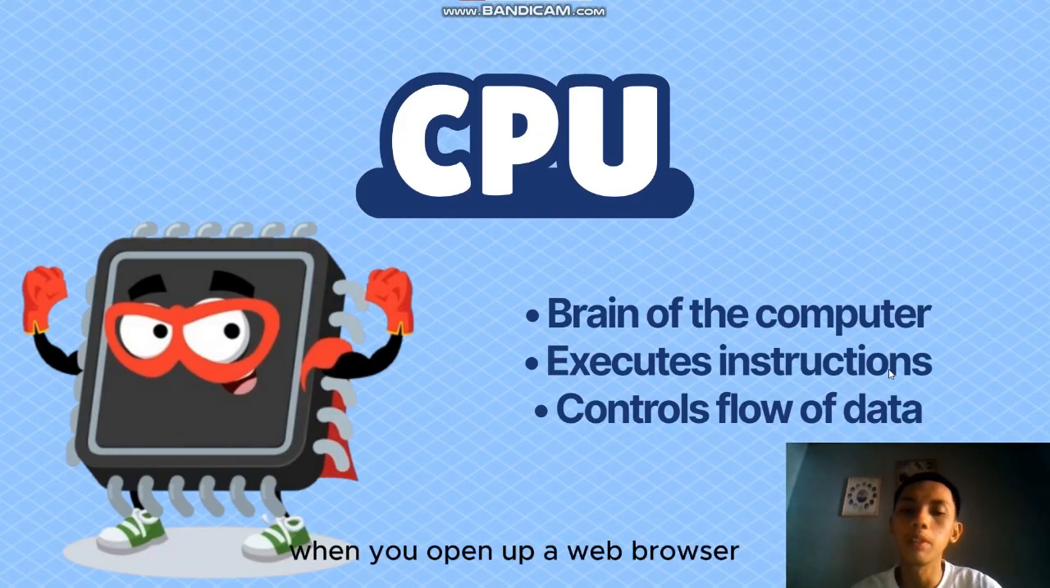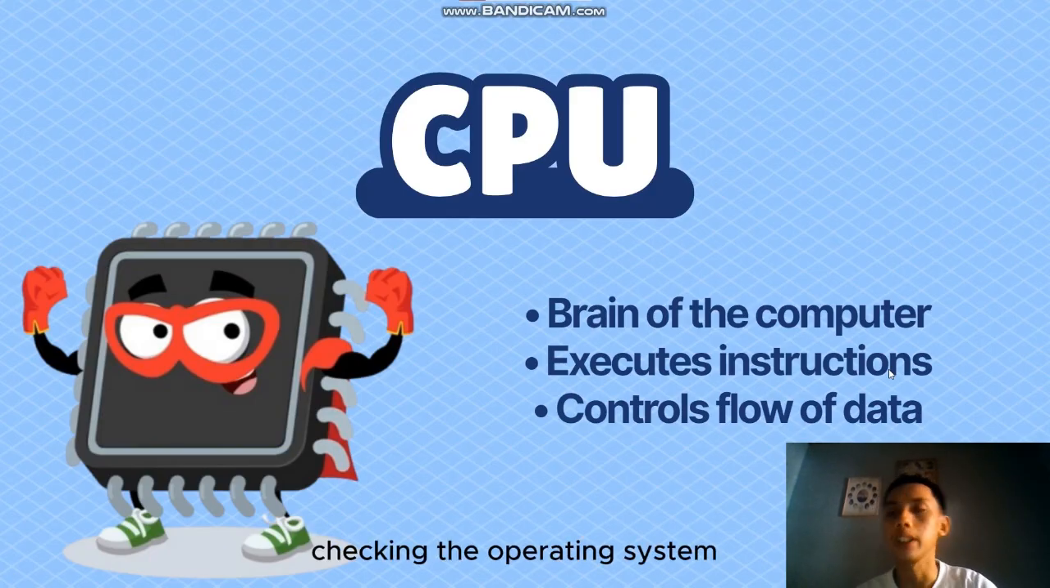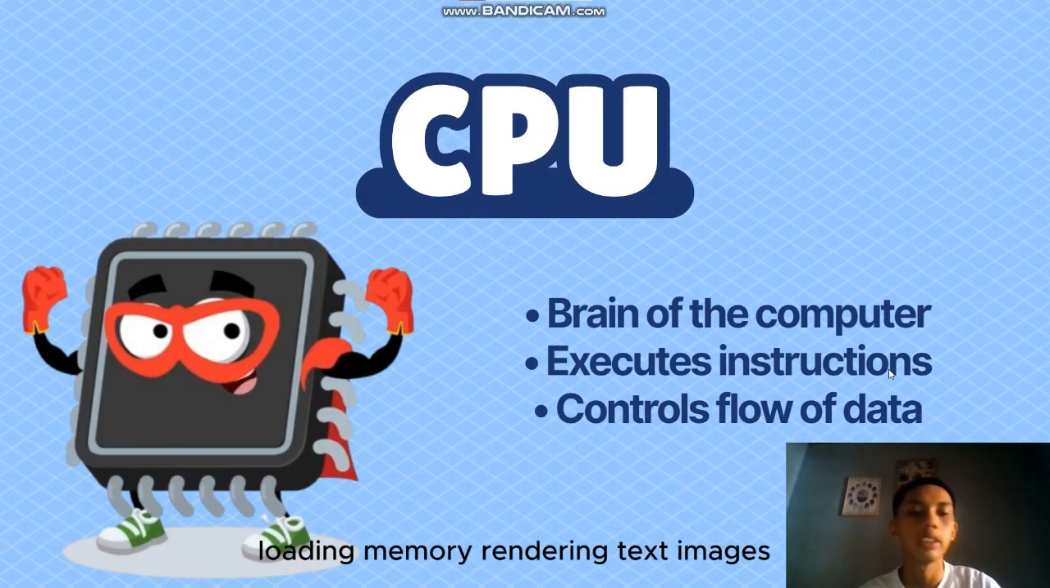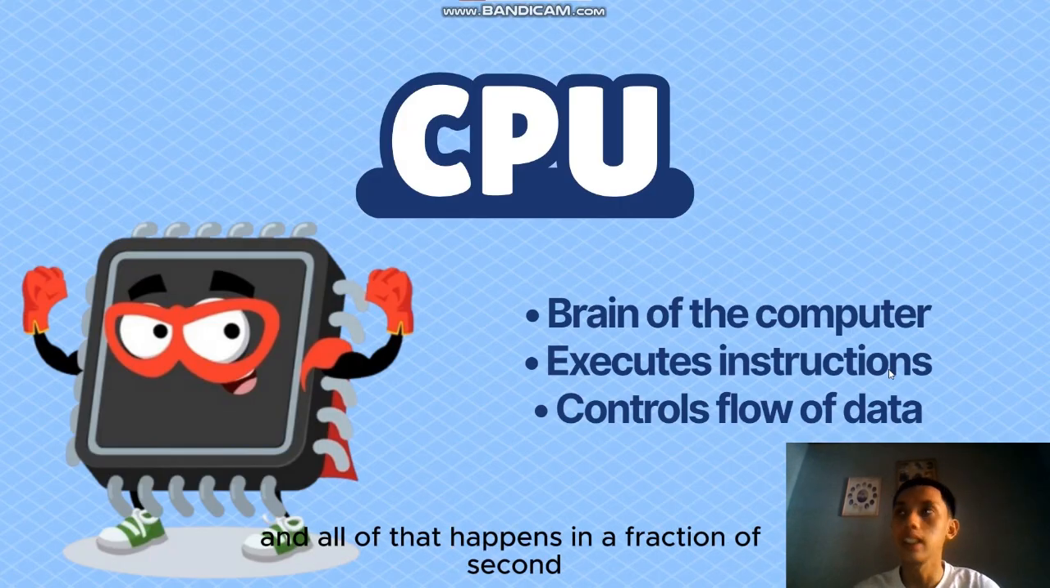When you open up a web browser, the CPU executes thousands of instructions, checking the operating system, loading memory, rendering text, images, and coordinating with the input and output devices. And all of that happens in a fraction of a second.